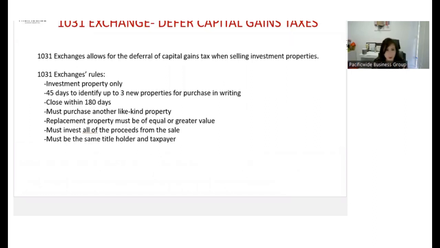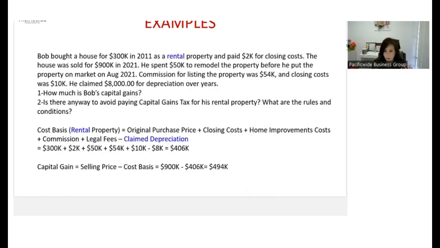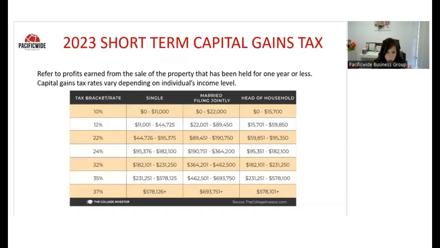We're done with the 1031 exchange, right? We're done with the example. And now we go to the long term. What do you mean by long term capital gains tax, and what do you mean by short term capital gains tax? So there's a definition right here.